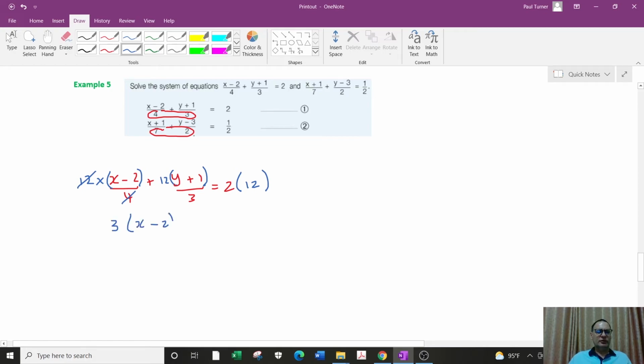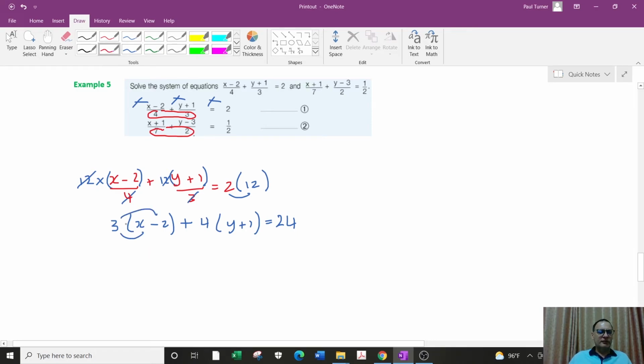3 times x minus 2, plus 3 into 12, 4 times y plus 1, and 2 12s are 24. So you're allowed to do that. You multiply by a number at every term. The equation doesn't actually change itself. It just looks different, but it's actually the same equation. So now we have no denominators. So then we just expand out.